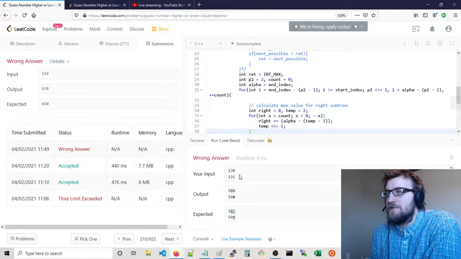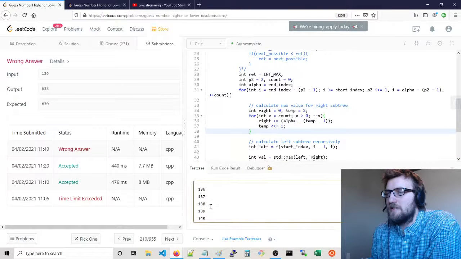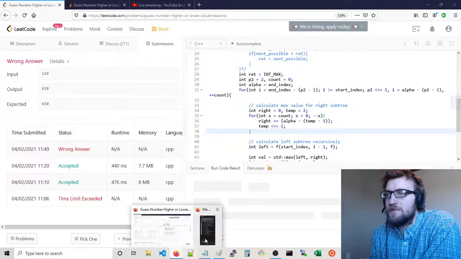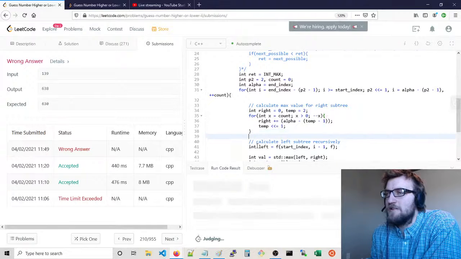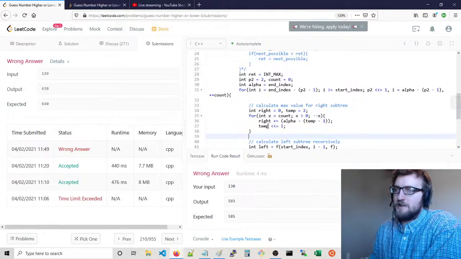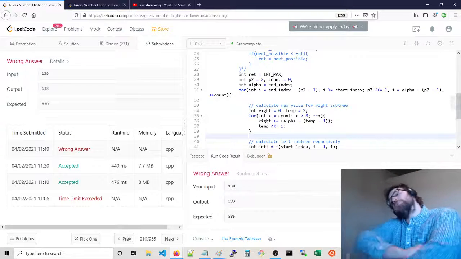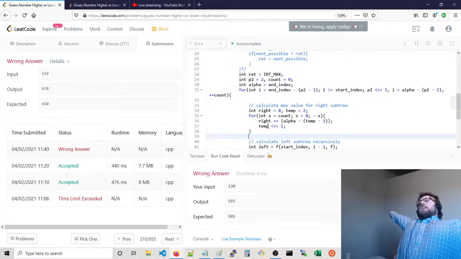Start with the first one. 130. Should have used a larger test case before I submitted it. That was bad. That was a mistake. So 593 expected 585. So I guess.